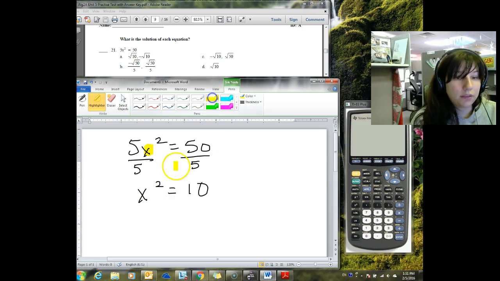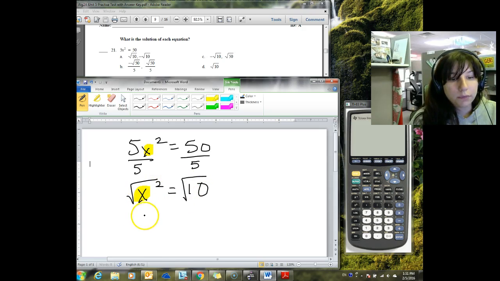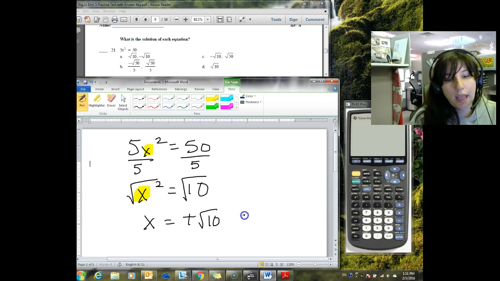Okay, x is still not by itself. It's being squared. What's the opposite of squaring? Well, I take the square root. So square root of x squared is just x. And then I have the square root of 10. Now, what you need to know is that whenever you're taking the square root, you can have a positive and a negative answer. All right, so for this one, you're actually doing positive square root 10 and negative square root 10.